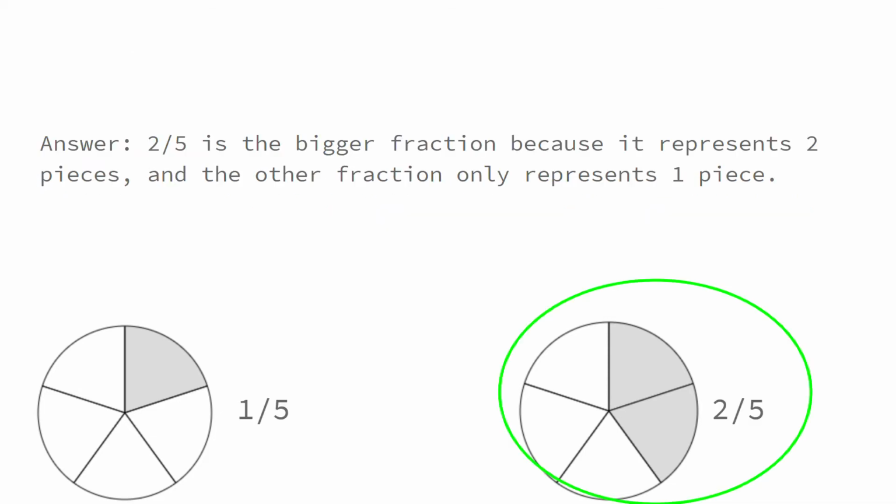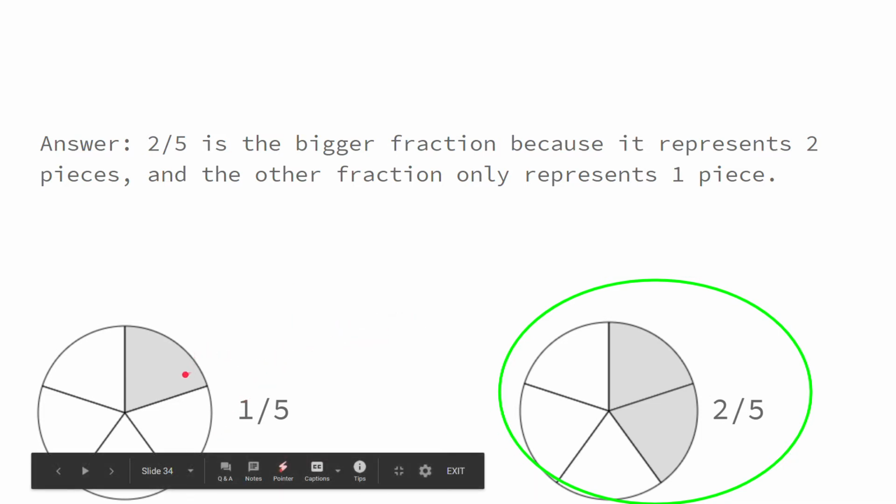So the answer is 2 out of 5 is the bigger fraction because it represents 2 parts. And the other fraction only represents 1 part. I'm writing piece in here, but I really want to change my vocabulary to part because we're not always talking about cakes and pizzas. Okay, we're not always talking about pieces of cake. It can be lots of other things.